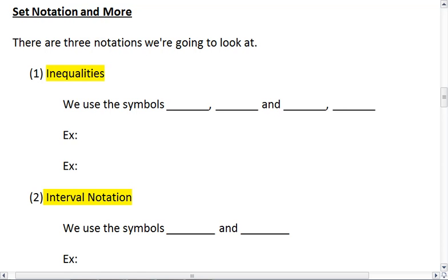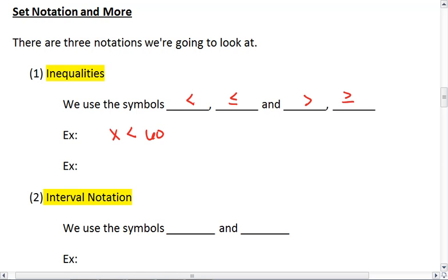Set notation and more. There are three notations we're going to look at when we're talking about a set of numbers. First is the one that you're probably most familiar with, and that's inequalities. When we talk about inequalities, we use either a less than or equal to sign, or a greater than or equal to sign.